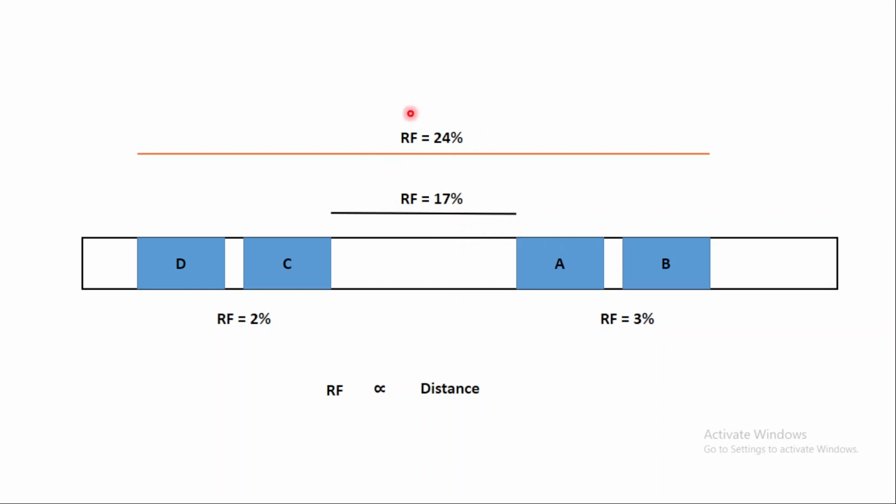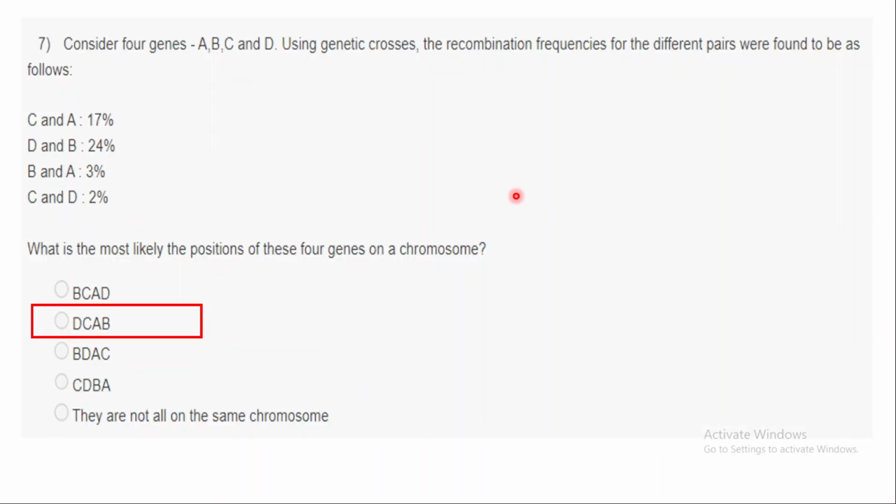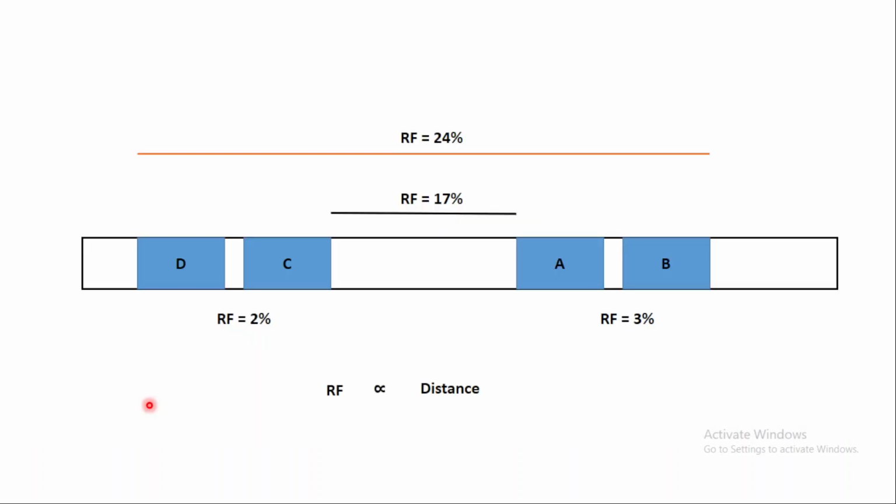Whereas recombination frequency of 24% and 17% shows that crossover can happen in between C and A and D and B with higher frequency. So there is less likely chance that D and B will be inherited together. There might be crossover events which will interchange genetic information between the D gene and the B gene. So this is the final arrangement and answer to question number 7. DC recombination frequency 2%, AB is 3%, AC is 17%, and BD is 24%. According to this, this is the correct answer.